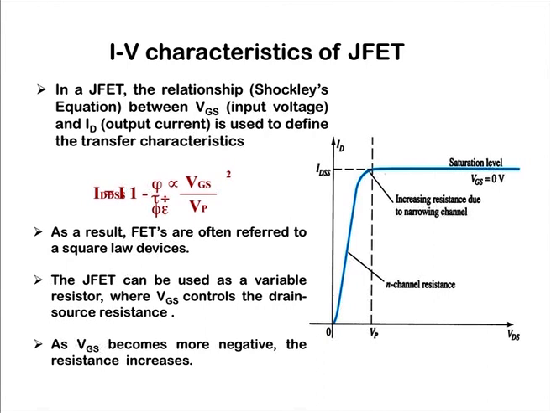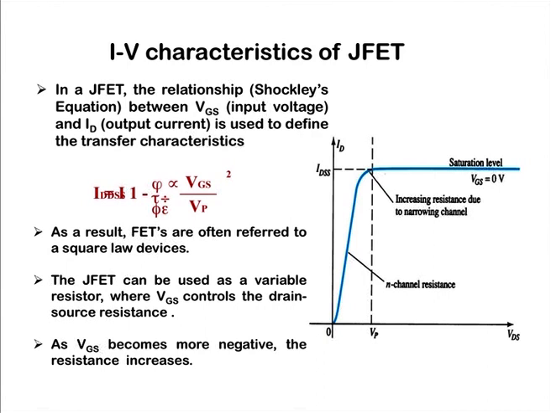So ID equals IDSS times 1 minus VGS upon VP, whole square. Here IDSS is the saturation current, VGS is the applied voltage with respect to the source, and VP is the pinch off voltage. Here our current follows the square law, so these devices are also called square law devices.